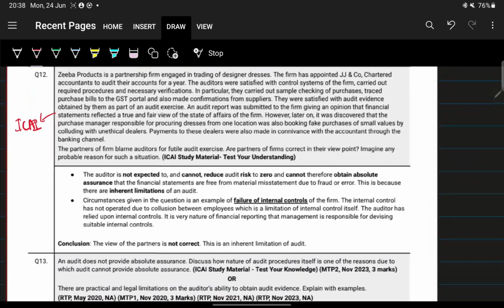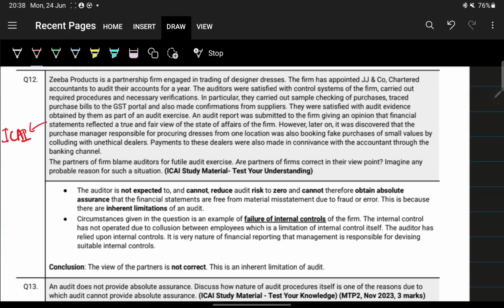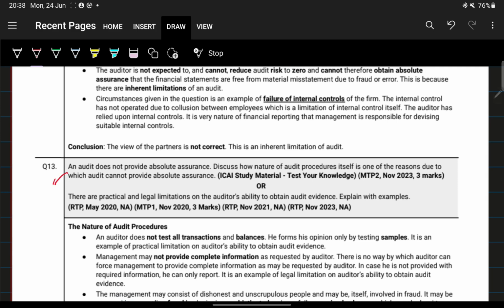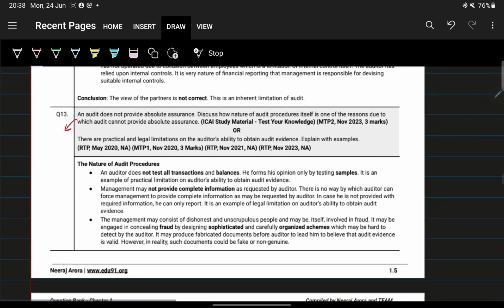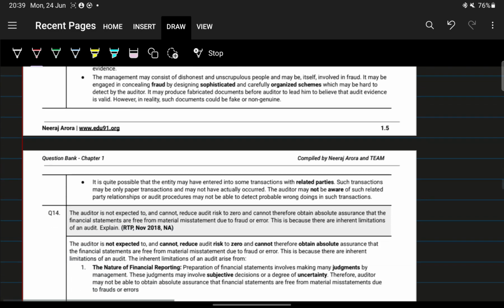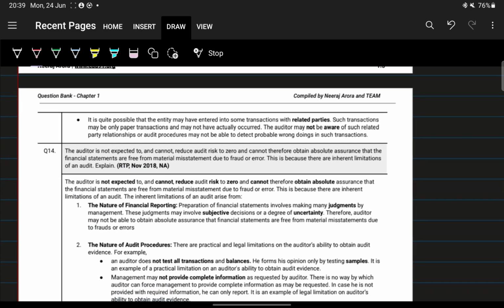I'm just going to zoom out so that you can see the answer that is given. You can pause and see it. I'll just move on to the next question. Again, this was also in the ICAI study material, which I've already covered in the previous video. I'll just zoom out so that you can see the answer. Okay, next we'll move on to the 14th question.